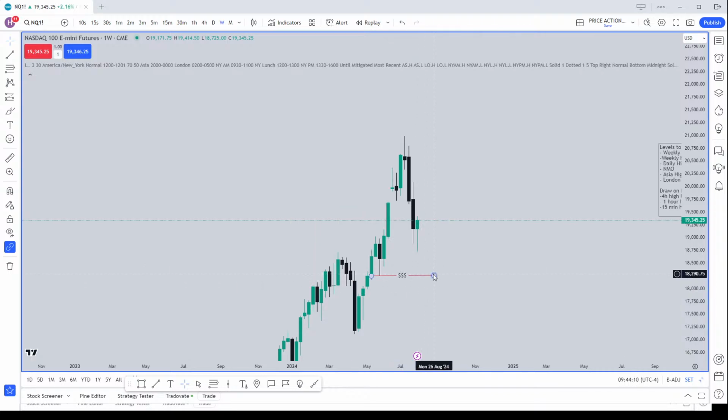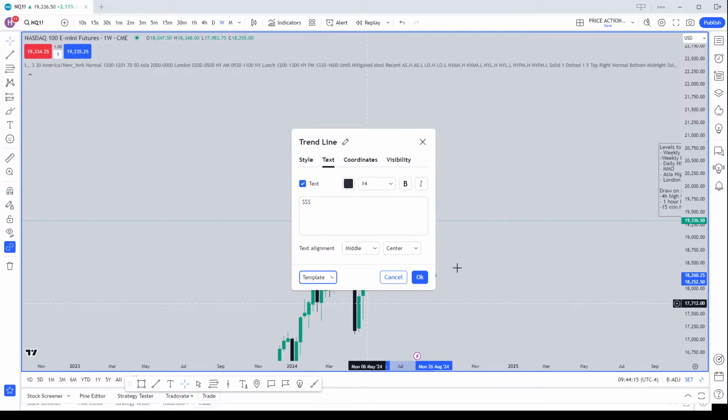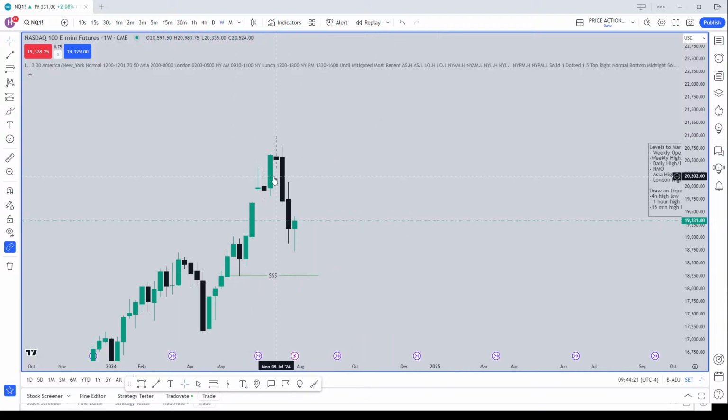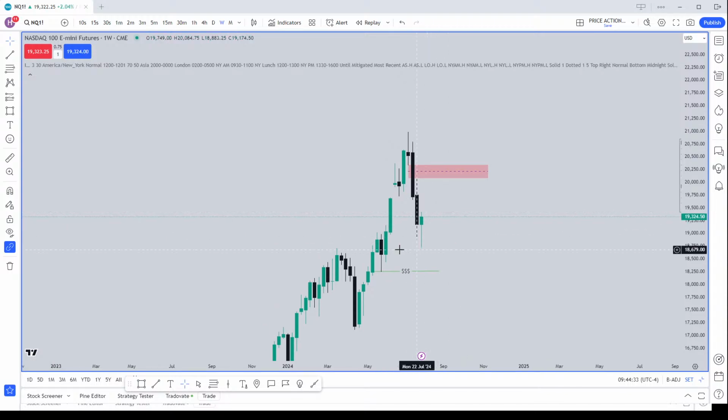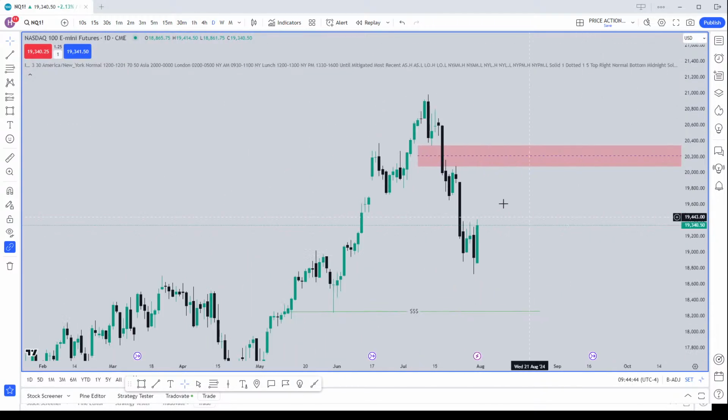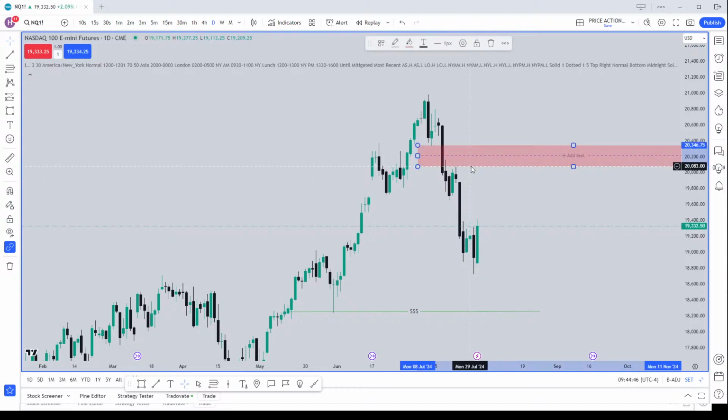Alright. Sorry, it's the wrong template. This is the one. So we got this here. And we have this fair value gap on the weekly. This is a BISI. Let's go down on the daily candles. So daily, we are tapping into this daily BISI here.